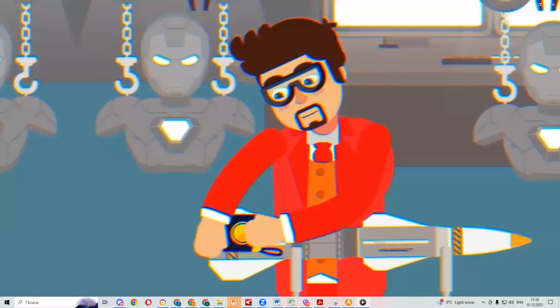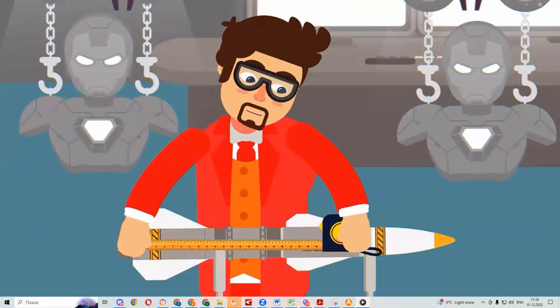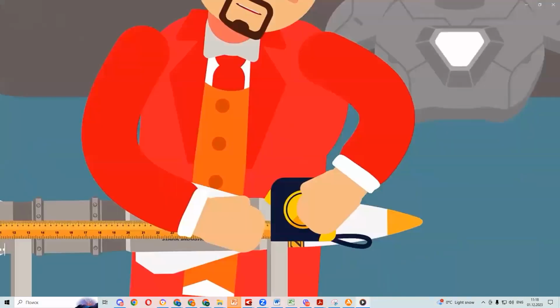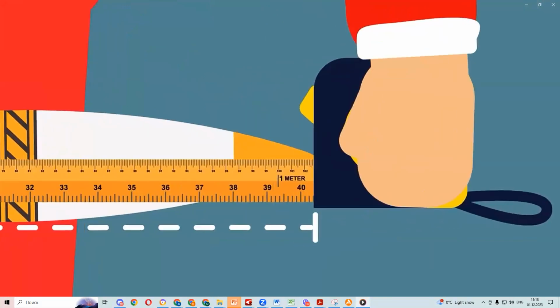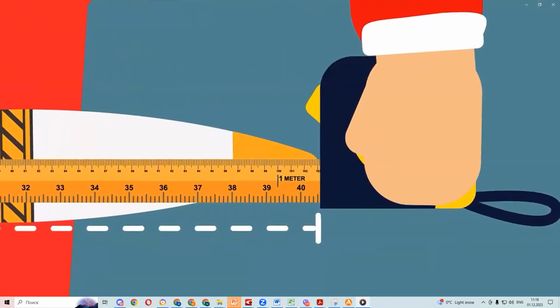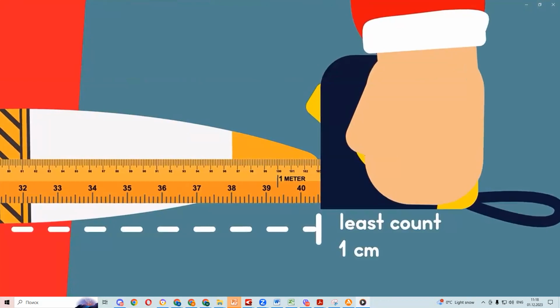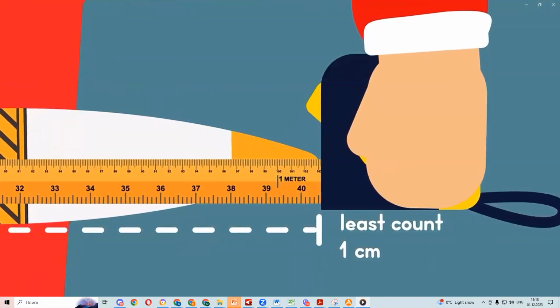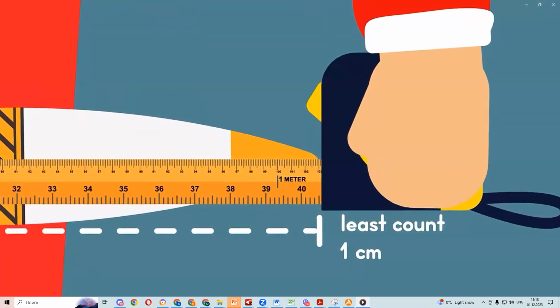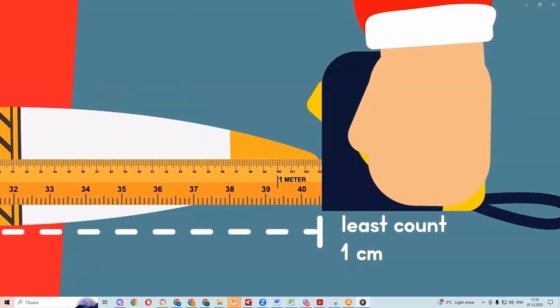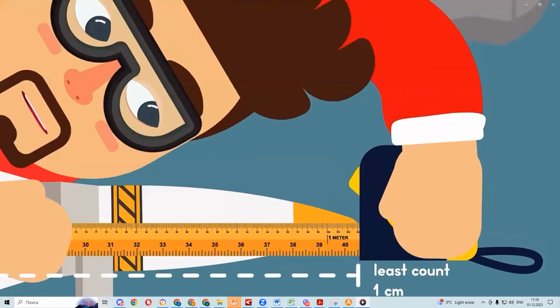Measuring tape. It is used by carpenters and builders to measure a greater length, usually in meter, centimeter, and inches. This means 1 centimeter is the least count of measuring tape, the same as in a meter rule. To measure accurately using a measuring tape, we must keep our eyes directly above the reading point.